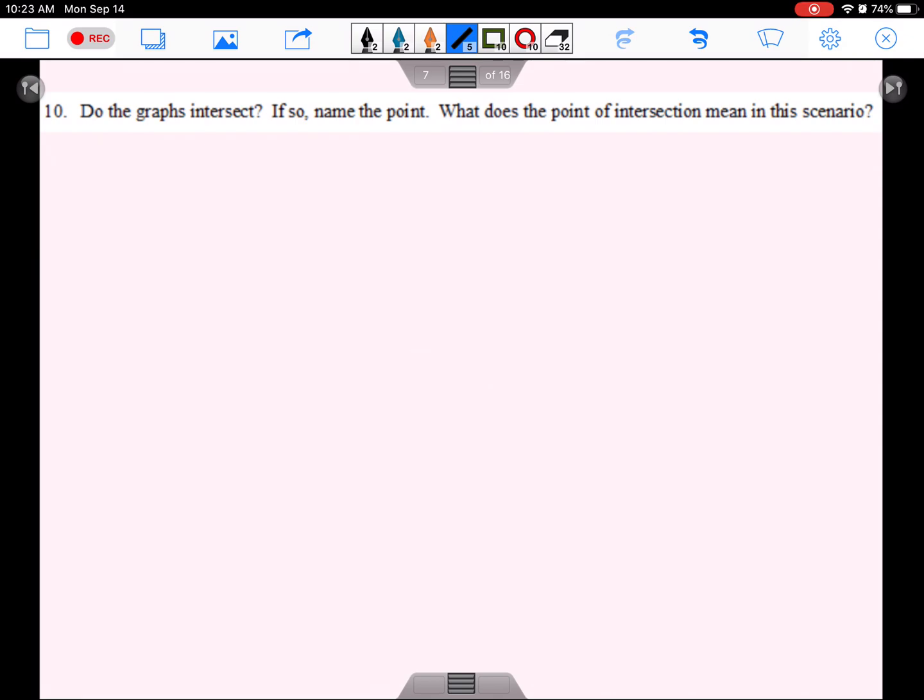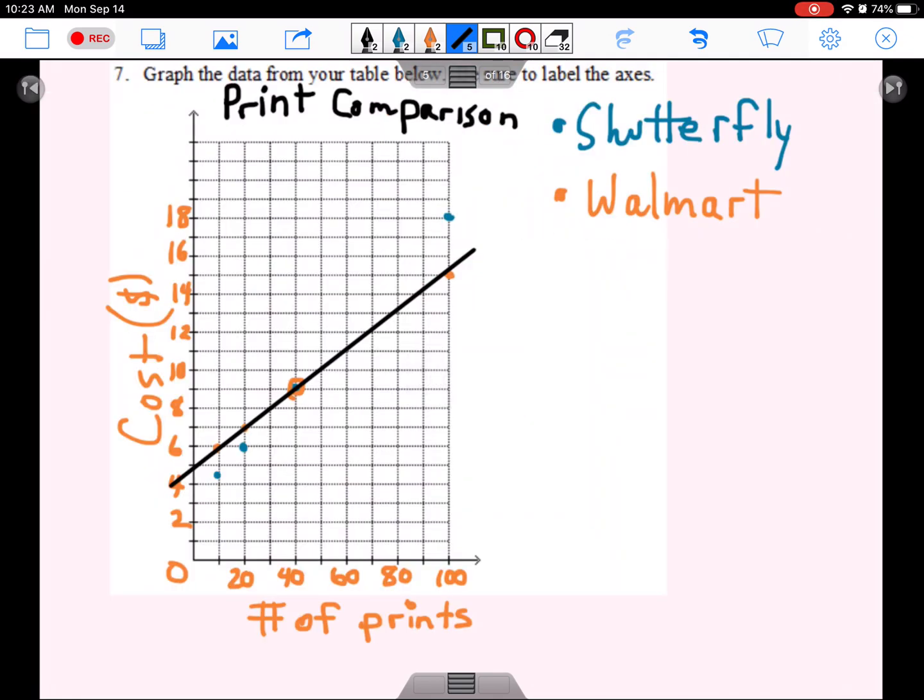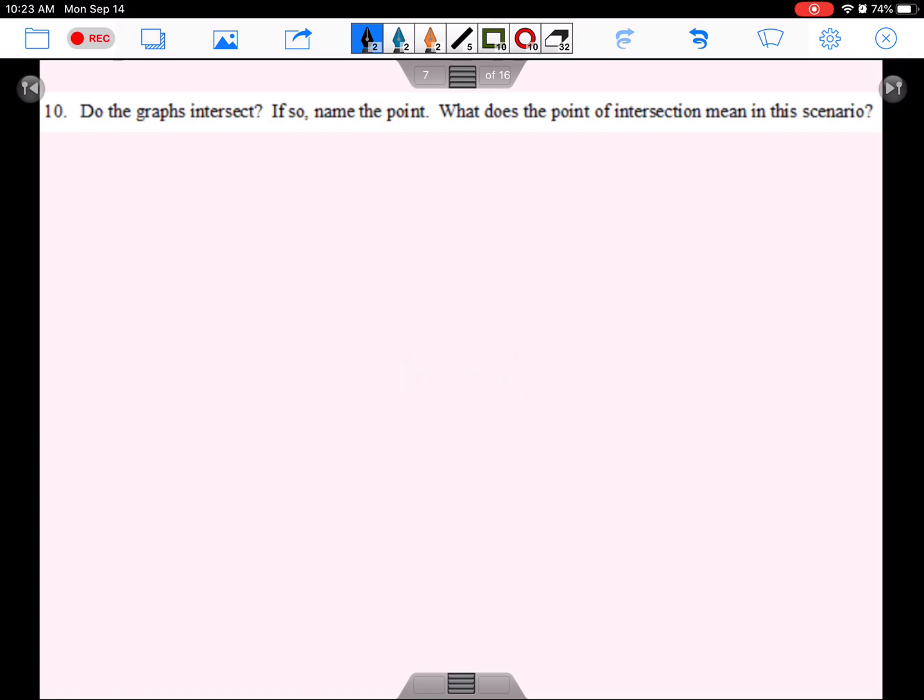Do the graphs intersect? Yes, they intersect right there, that point 40, 9. You should notice in the table that it was the same. So let's give the coordinates of the point. Number of prints is independent, so it comes first. And then what does it mean in this scenario? 40 prints cost $9 at each company.